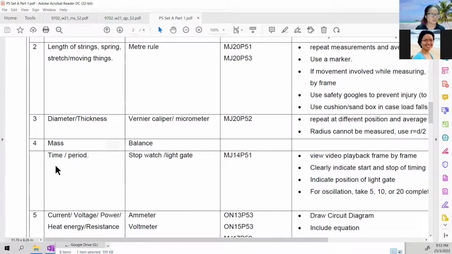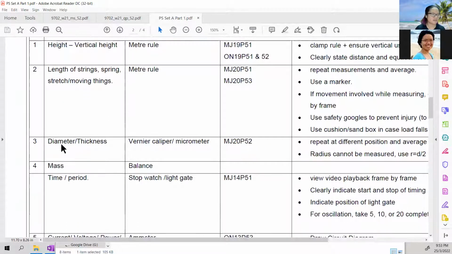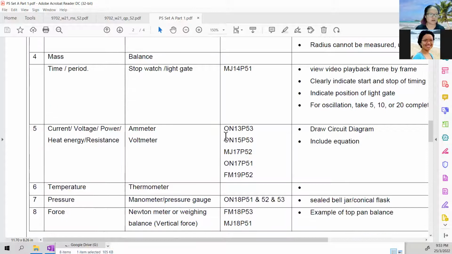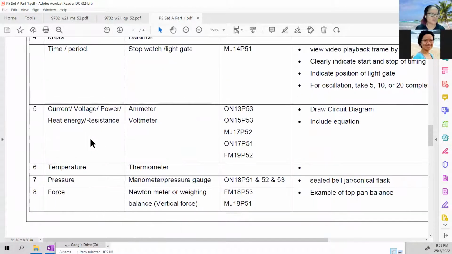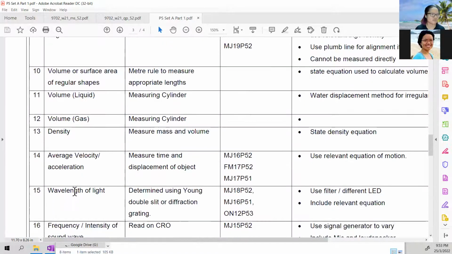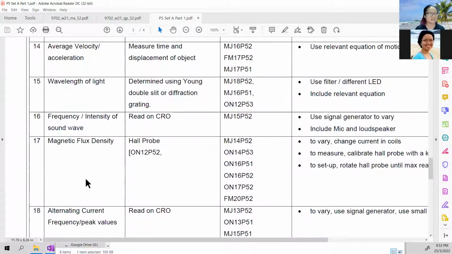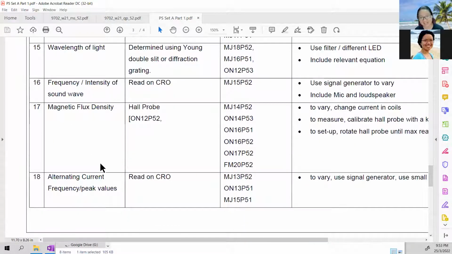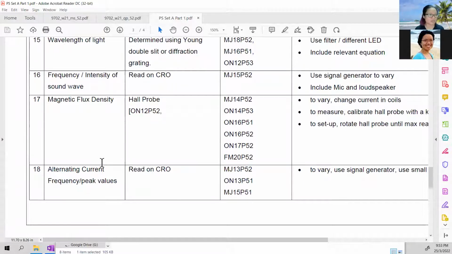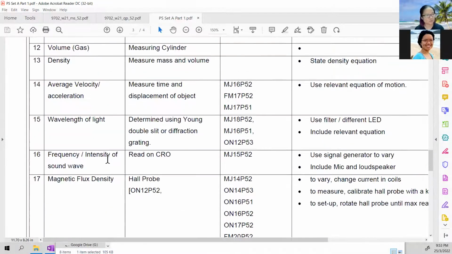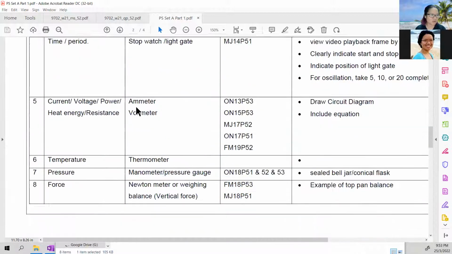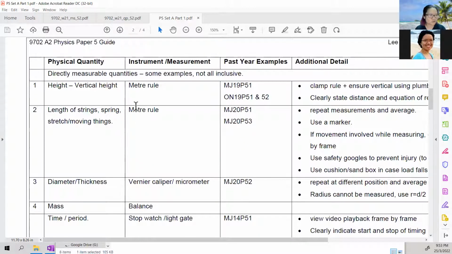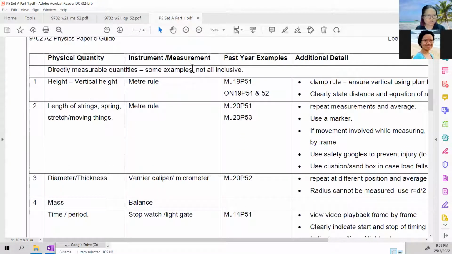Okay, so everything is measured. There is height, length, diameter, mass, time, period, voltage, what kind of circuit you want to draw, temperature, pressure, force, density, everything is here. This is a summary list of the things that they have asked before. And they can always ask again, and they can ask more than this. But if you know how to measure the physical quantity, then you are not that worried. Because it's a bit like going to a buffet, choose your own food. So they will choose some of this.